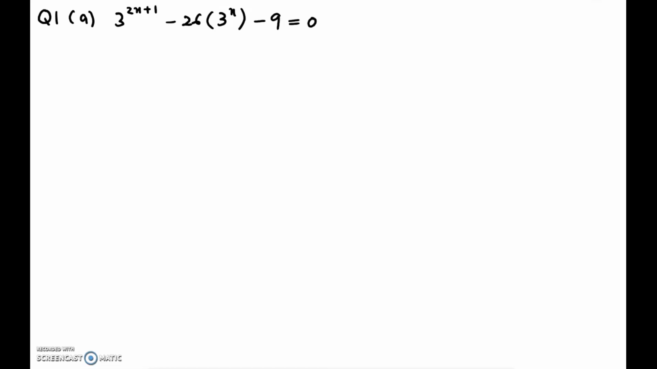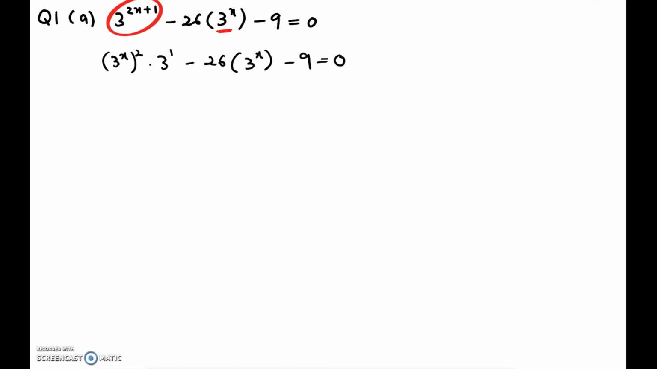So what should you do first? Actually, the first thing is you need to look at the similarities. So here we have 3 to the power of x, and in this part also we have 3 to the power of x. Remember the indices rule? We can split it up. It will become 3 to the power of x, the whole thing squared, multiplied by 3 to the power of 1, minus 26 multiplied by 3 to the power of x, minus 9 equal to 0.